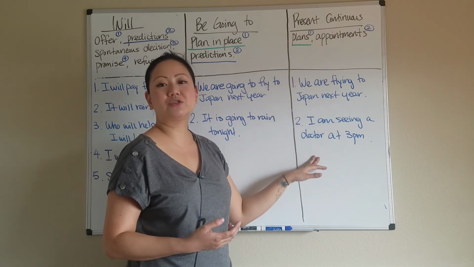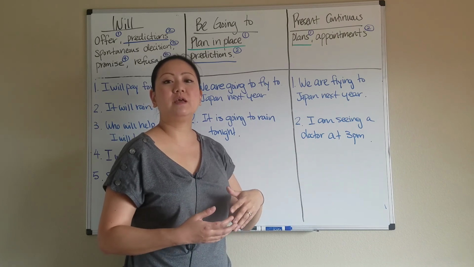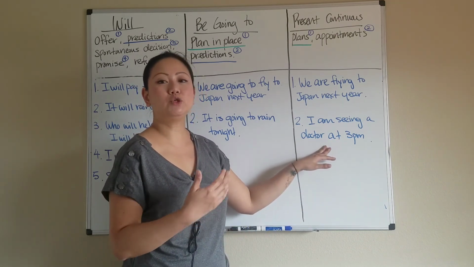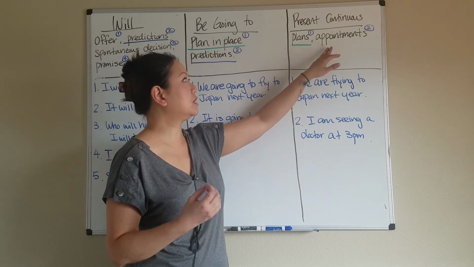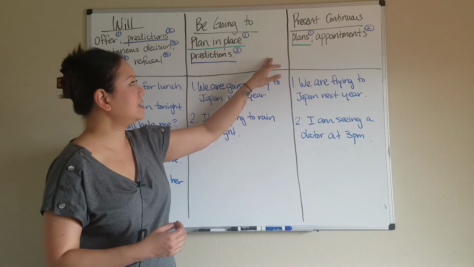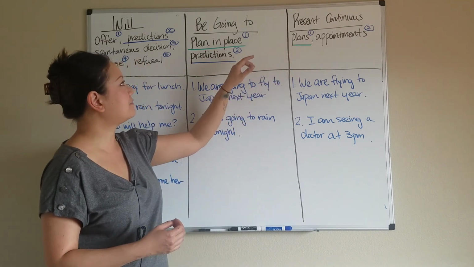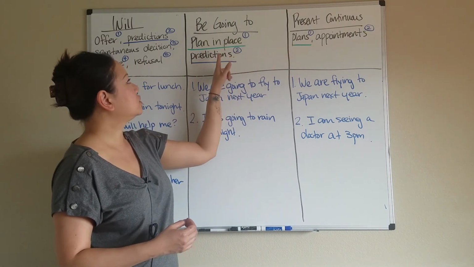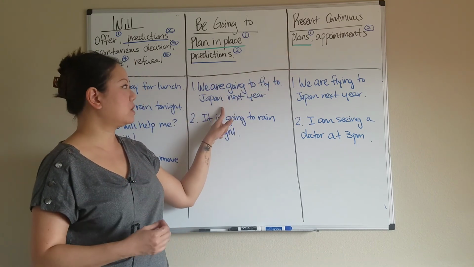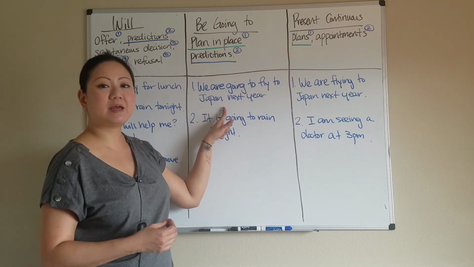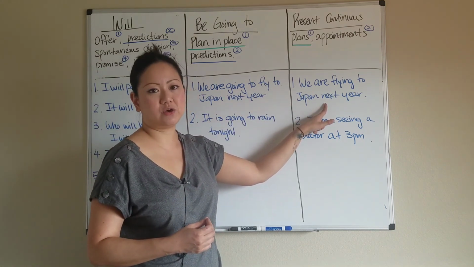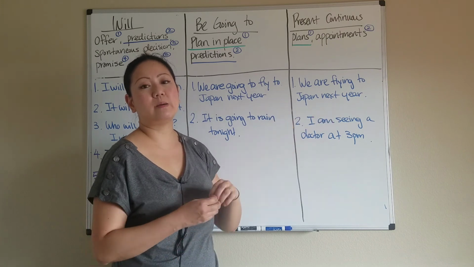I'm seeing a doctor at 3 p.m. I'm seeing Professor Wright at 2 p.m. today. So when you talk about a future appointment, please, you can use present continuous tense. Okay? Now, if you compare these two, you will see that they have something in common, which is plan in place. So when you're making a plan, you can use the be going to. We're going to fly to Japan next year. You can also say we're flying to Japan next year with no difference in meaning, talking about a plan in the future.